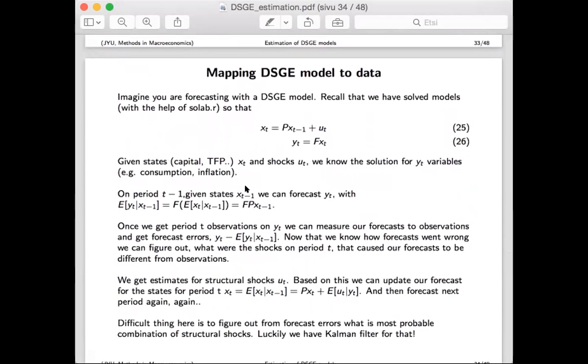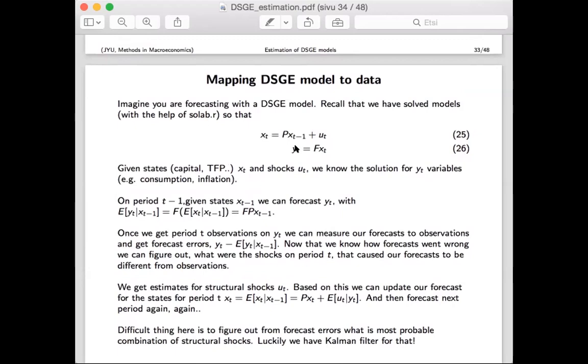So if you recall from the solab.r function, when we solve the model, we obtain a solution where state variables determine the rest of the variables. State variables are capital or TFP. And then state variables themselves are determined by their past values and then shocks. So this is the outcome of a solution algorithm, and the solution algorithm that we have used is solab.r. In the beginning, we calculate similar stuff by paper and pencil.